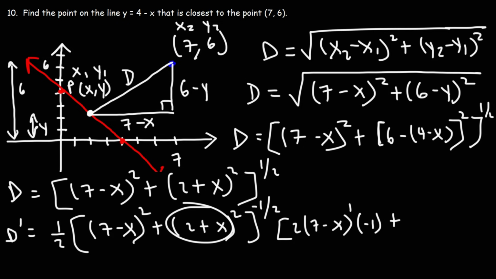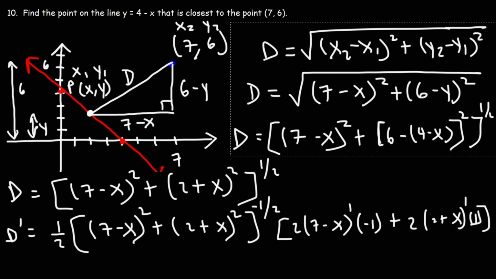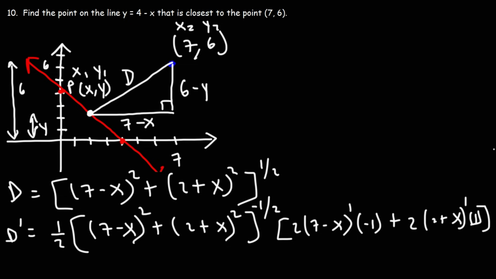For this part, it's going to be 2 times 2 plus x raised to the first power. We got to subtract this by 1. And then times the derivative of the inside. The derivative of 2 plus x is just 1. So this part here is going to be the numerator of the fraction that we're about to get. But let's distribute 1/2 to these two terms. This 1/2 will cancel with the 2's that we have here.